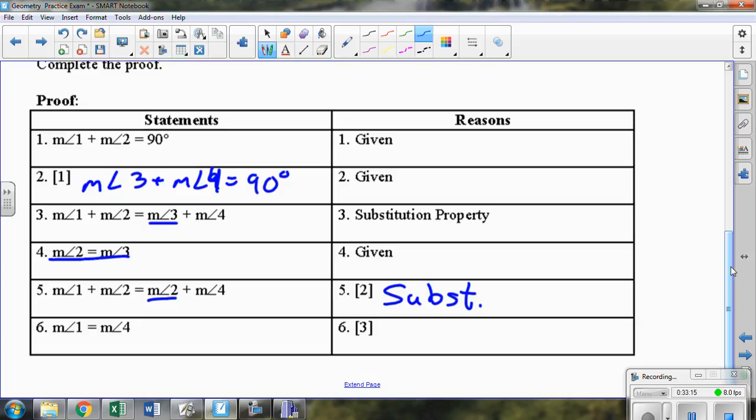Then lastly, to go from line 5 to line 6, what's different? The angle 2 measurements are gone, and so when you subtract off the measure of angle 2 from both sides, you can do that by applying the subtraction property of equality.